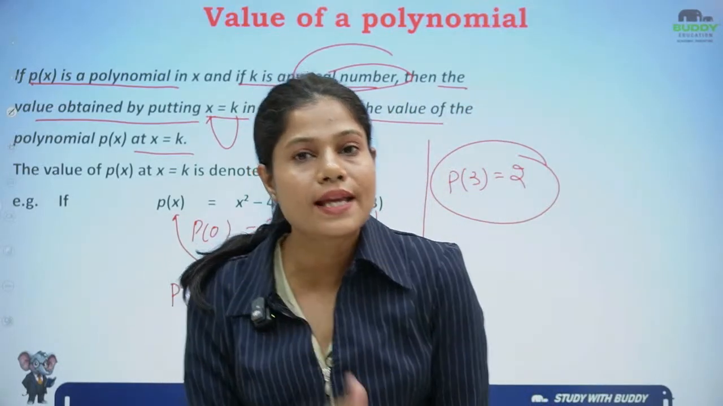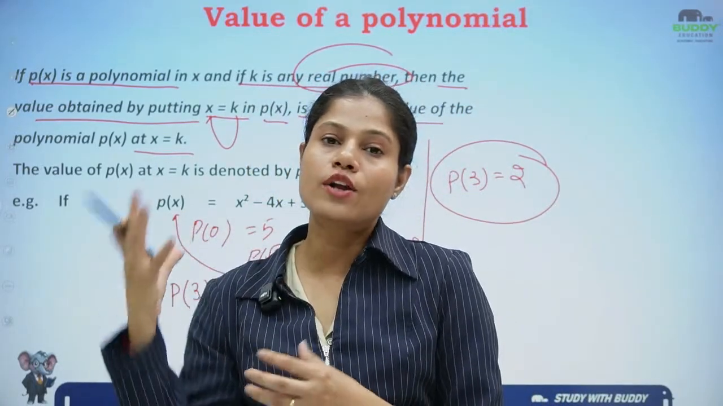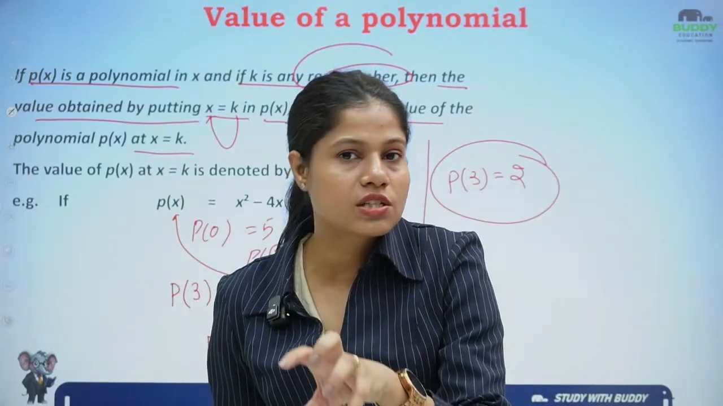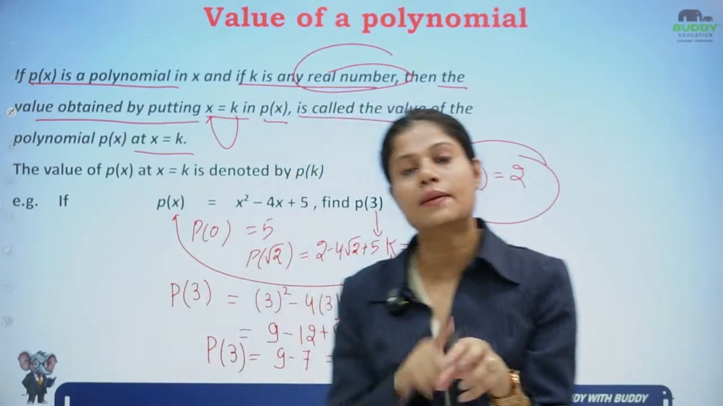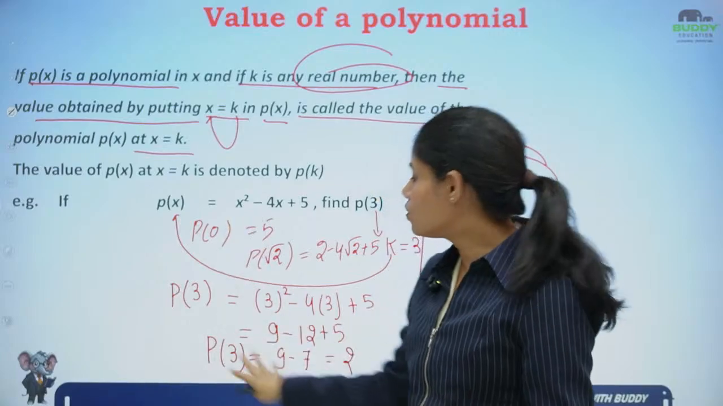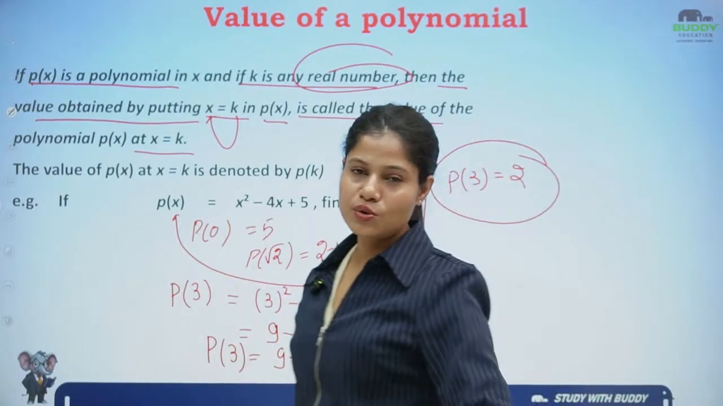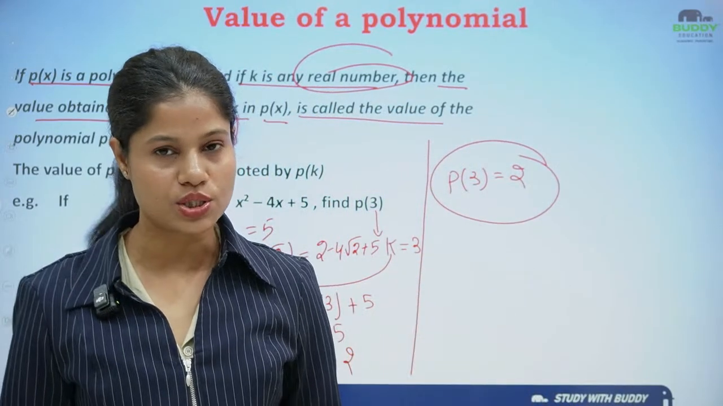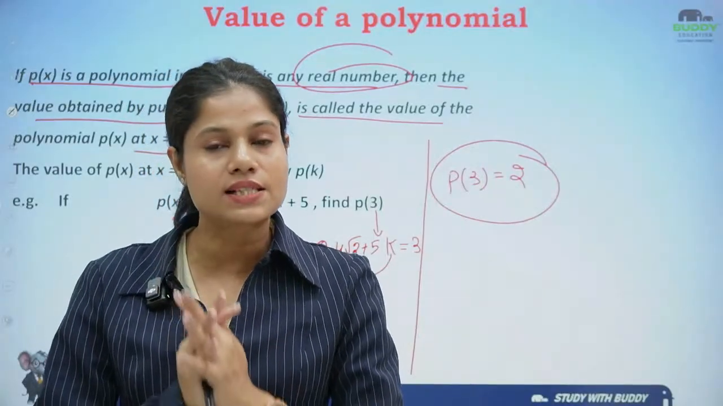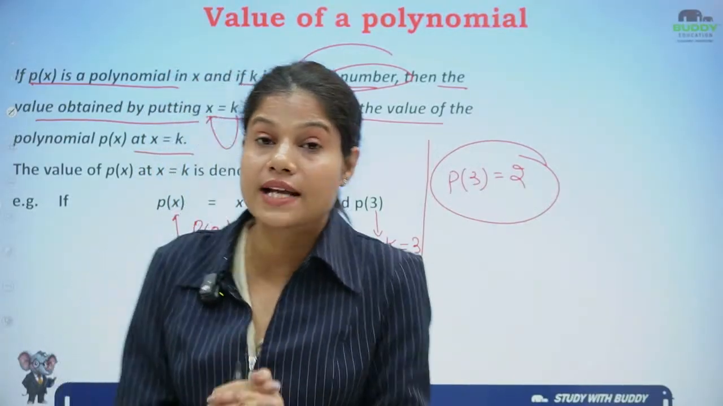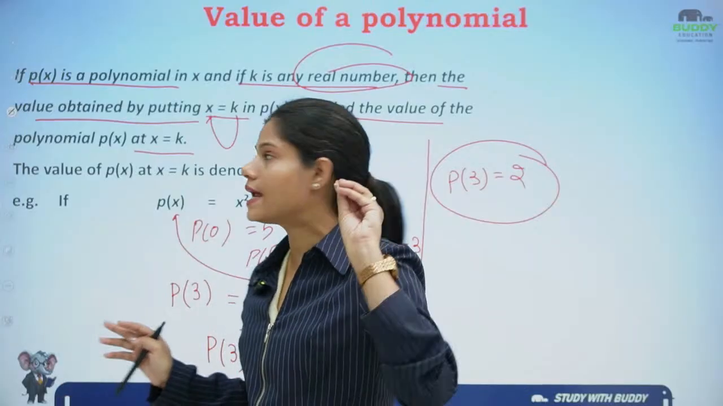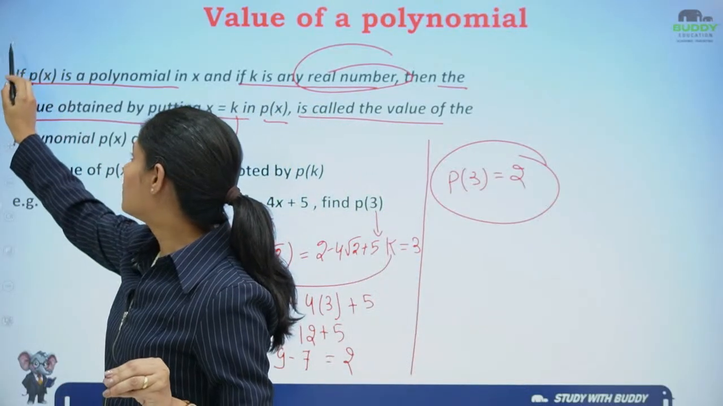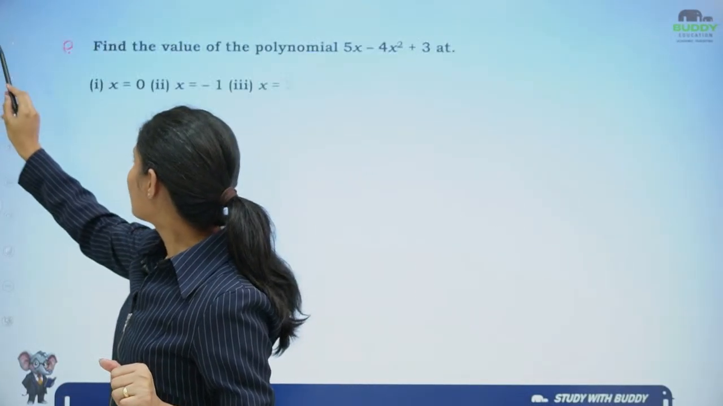So they may give you any real number, and all you have to do is replace your variable with that particular value, and then simplify the way we used to do for normal calculation. So I hope this part is clear, how we find the value of any polynomial at any given real number. All right, let's do a question.